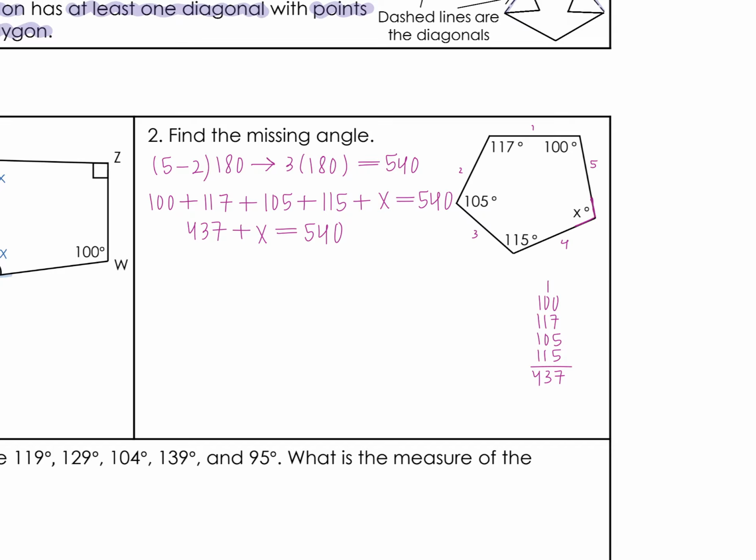Okay, and so when I subtract that, I'm going to get that x is going to be equal to 103. Okay, and so therefore the missing angle is 103 degrees.